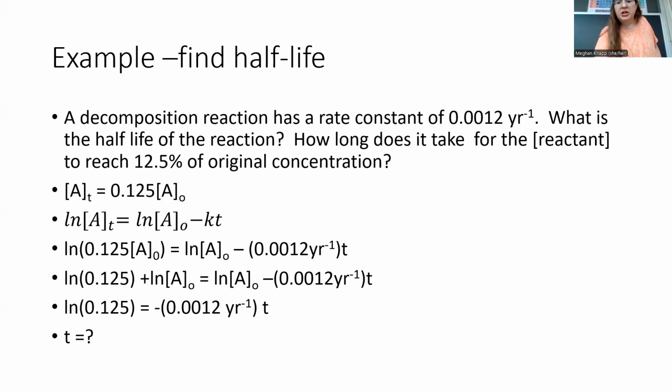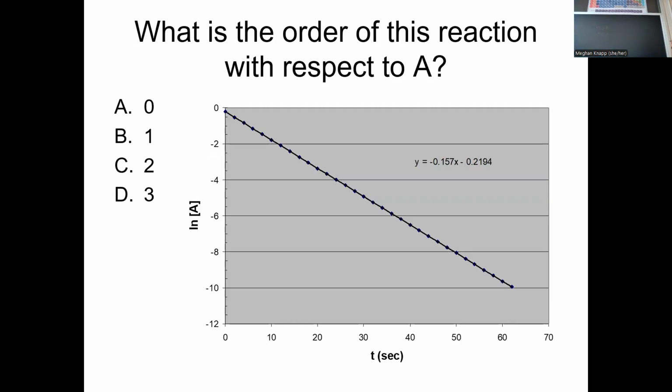We're going to switch gears and talk a little bit about graphs and how they relate to kinetics. Okay, so first, let's say we have a problem on a test that gives us this graph and it says, what is the order of this reaction with respect to A? Where's the first place I'm going to look on this graph?